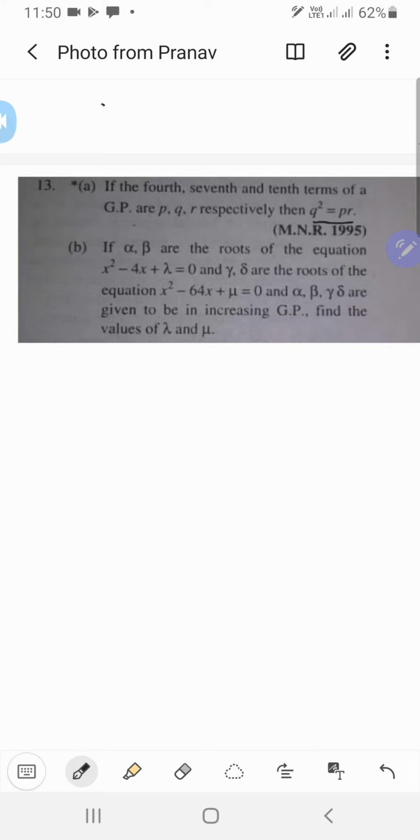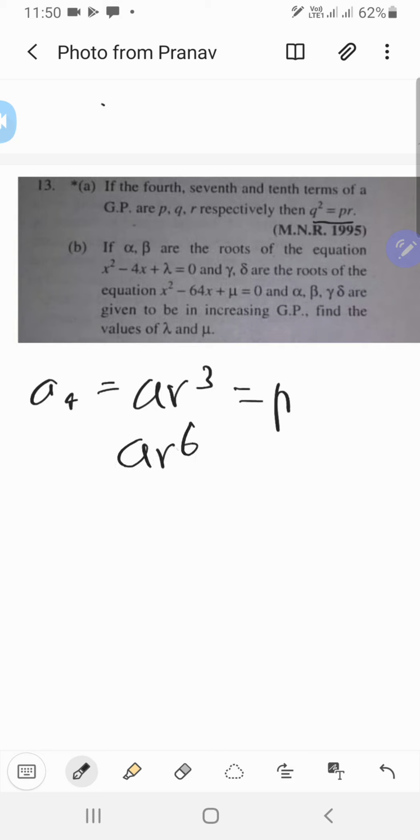So if the 4th, 7th and 10th terms of a GP are P, Q and R. So the fourth term, which is going to be ar cubed, is P. The seventh term, which is going to be ar to the sixth power, that is Q. And the 10th term, which is ar to the ninth power, is R. So this is A7, this is A10.